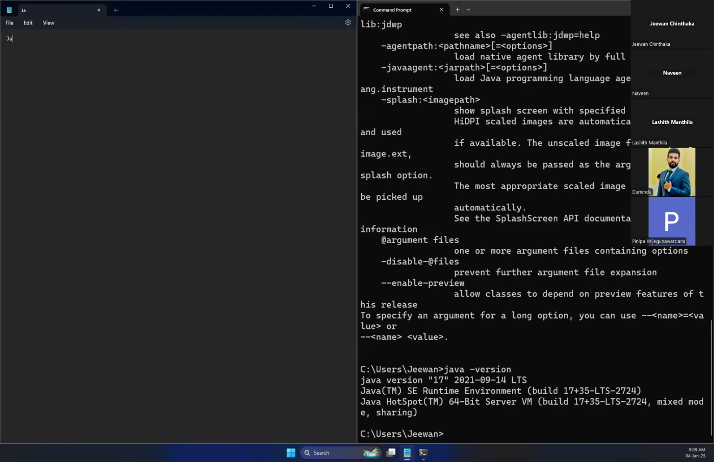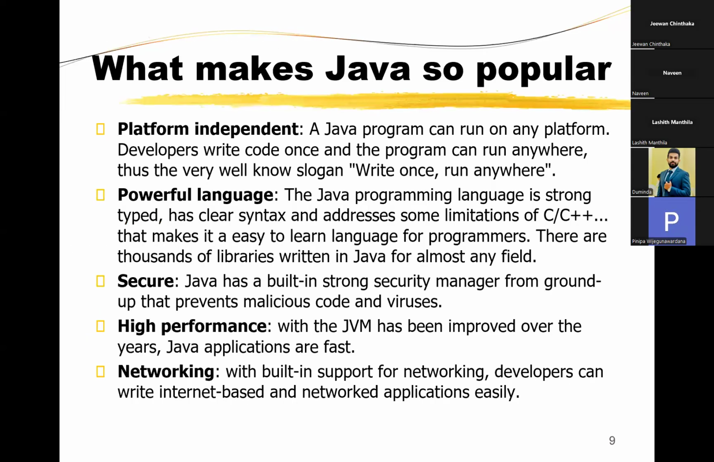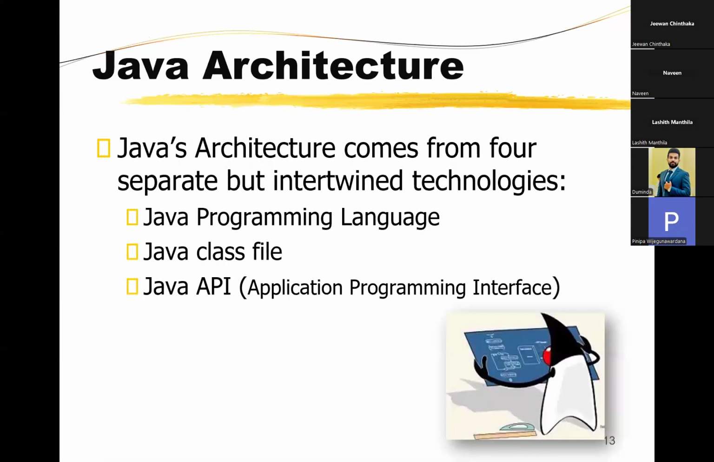We discussed the Java programming language, and then Java class file, Java API, and Java virtual machine. Under this Java programming language, we discussed that Java is a programming language. Then we discussed what a source code is. Can anyone explain it to me as quickly as possible? What is a source code?